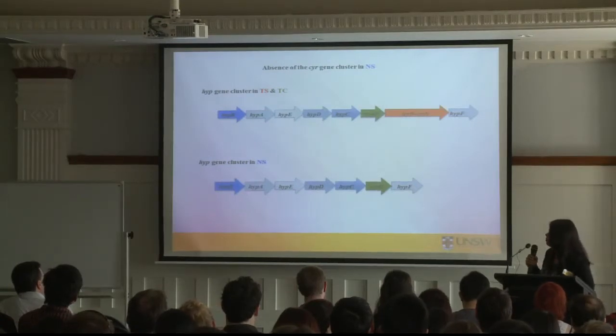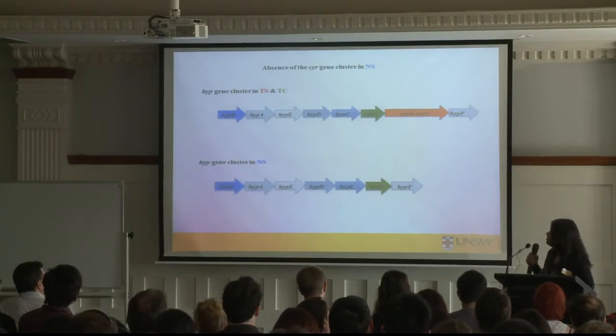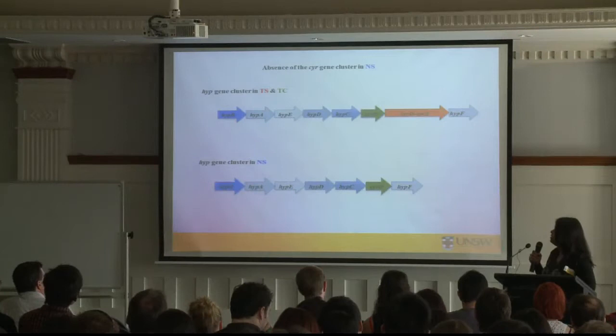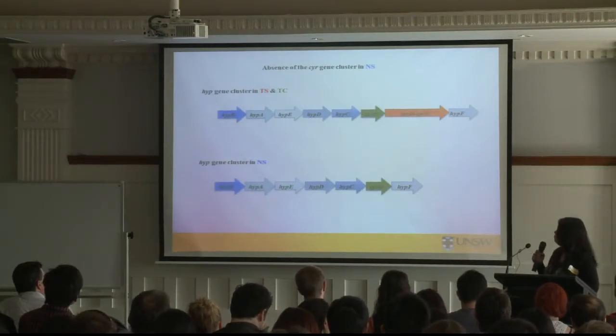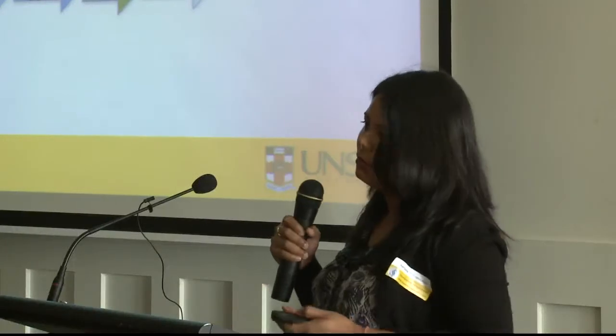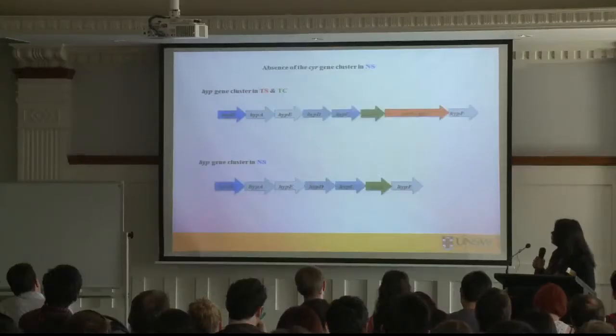Only the CYRO gene is there. Now, either it could mean that it first inserted in the toxic ones and got deleted from the non-toxic, or in the non-toxic, only CYRO jumped in. That's something we won't know.